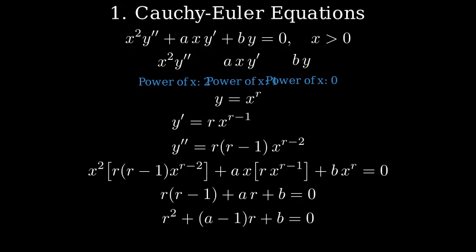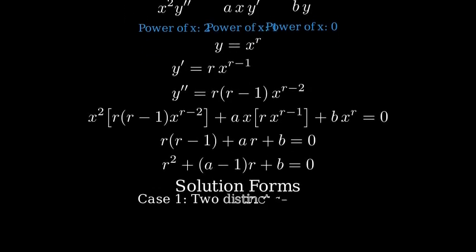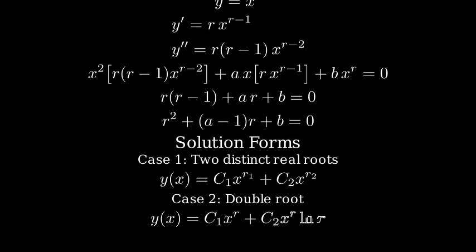The nature of the solutions depends on the roots of this characteristic equation. We have three cases to consider. First, if we have two distinct real roots, r1 and r2, then the general solution is y equals c1 times x to the power of r1 plus c2 times x to the power of r2. Second, if we have a double root, r, then the general solution is y equals c1 times x to the power of r plus c2 times x to the power of r times natural log of x.